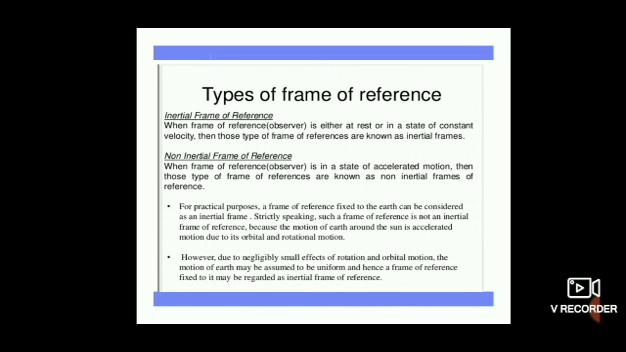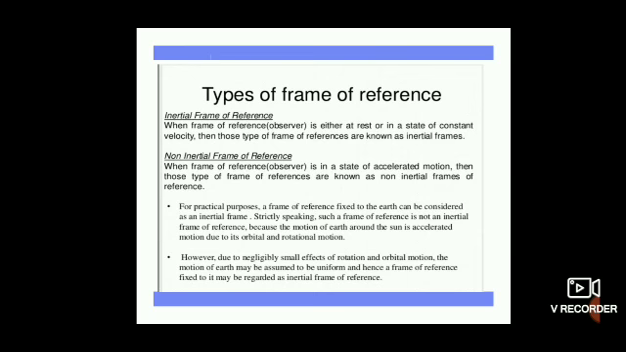Types of frame of reference. There are two types. The first one is known as the inertial frame of reference. That is, when the observer of the frame of reference is either at rest or in a state of constant velocity. Whenever the observer is at rest or at constant velocity, those types of frames of reference are known as inertial frames.